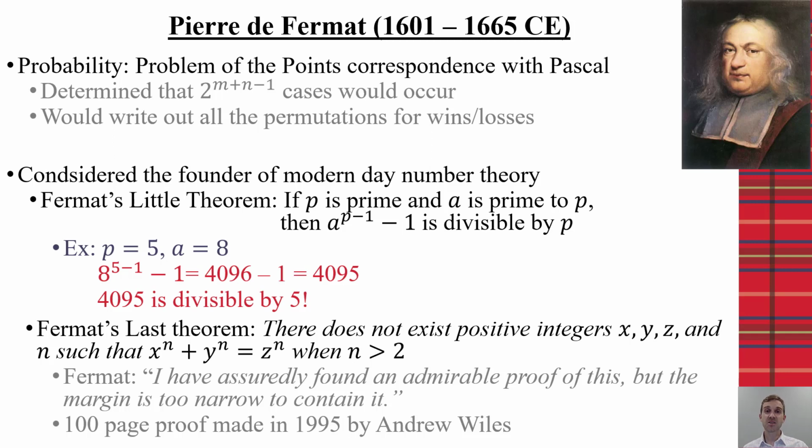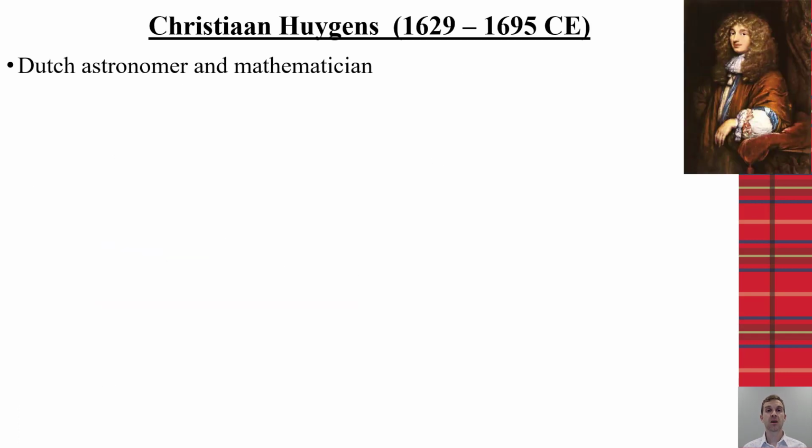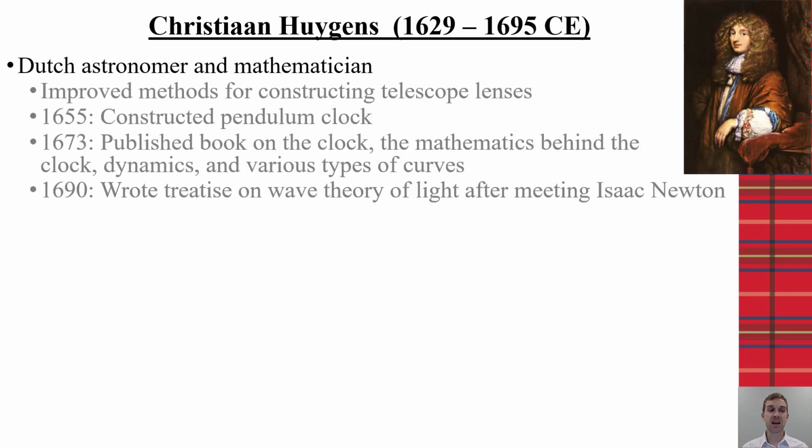Eventually, hundreds of years later, 1995, Andrew Wiles goes through and proves Fermat's last theorem, and it takes over 100 pages to do so. Now, another famous mathematician and astronomer of the time is Christian Huygens, and his work is all over both mathematics and science. In science, he was able to help construct new types of lenses, both in how you grind and polish them, to be able to see better into the heavens.